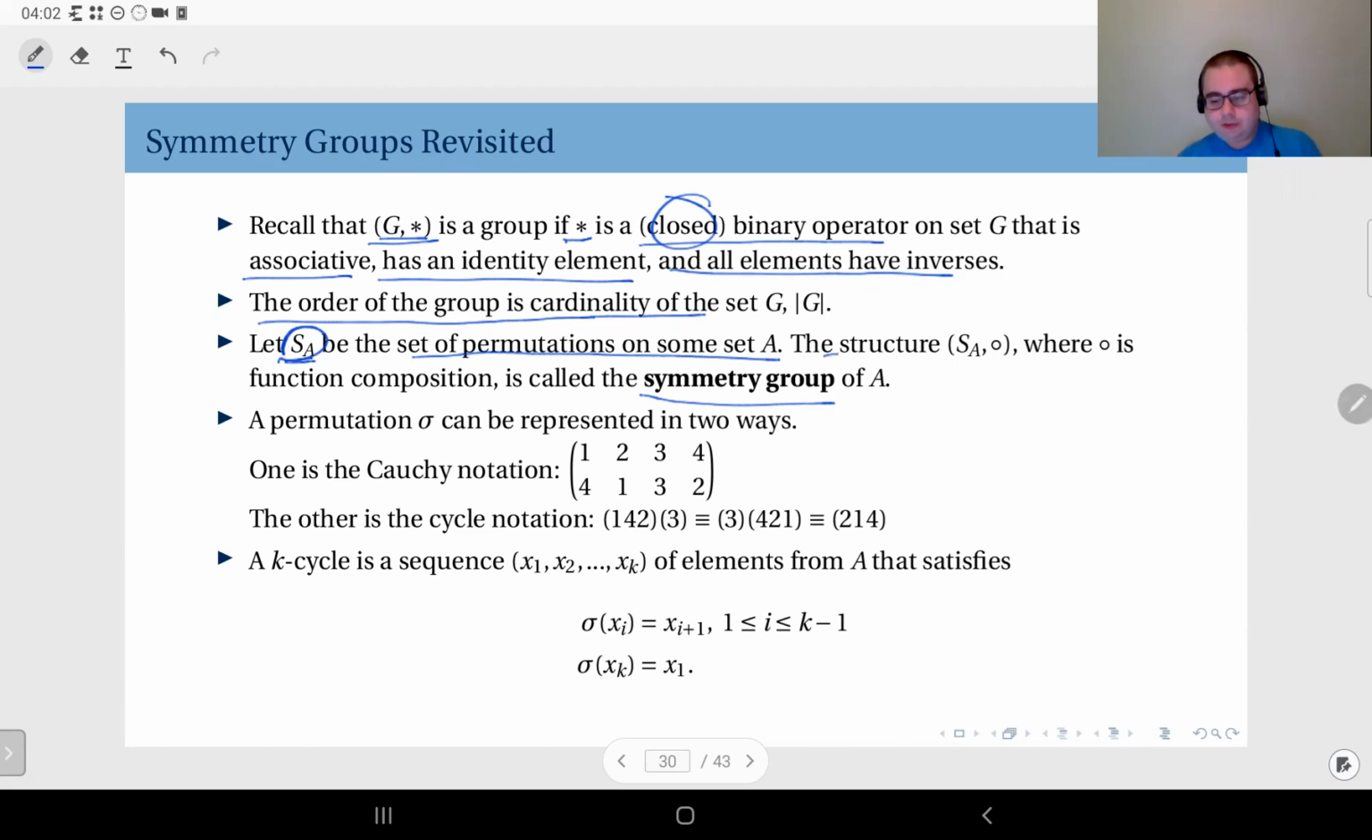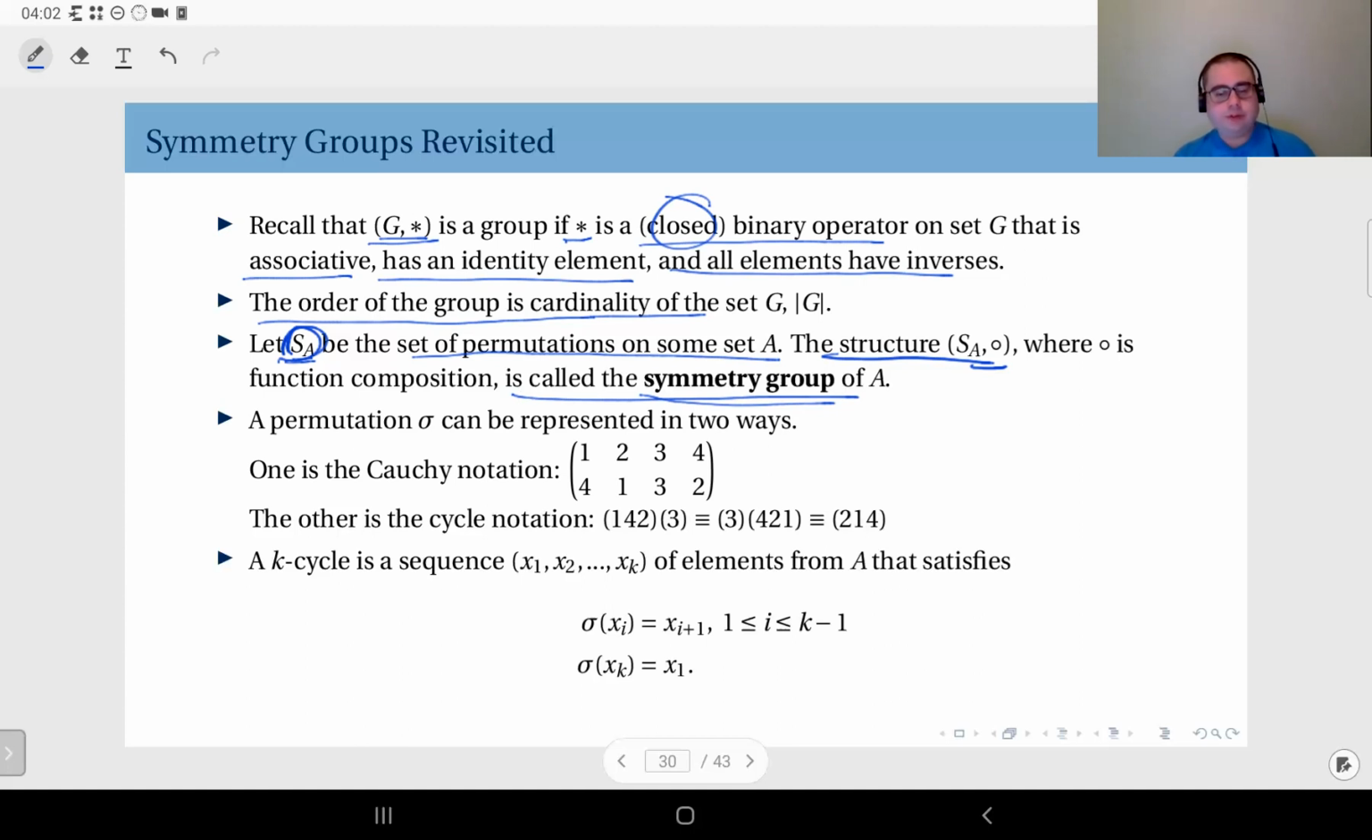The algebraic structure S sub A, so the set of permutations, with the operation of function composition, is called the symmetry group of A. So you have a finite set A, and the set of all possible permutations that you can define on A, along with function composition, forms a group, and this we call a symmetry group.